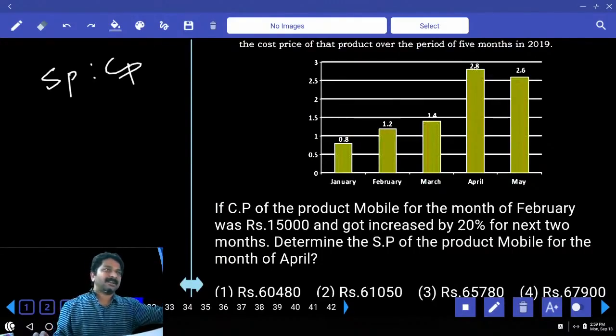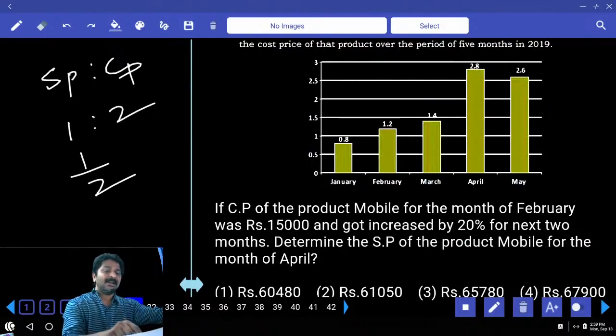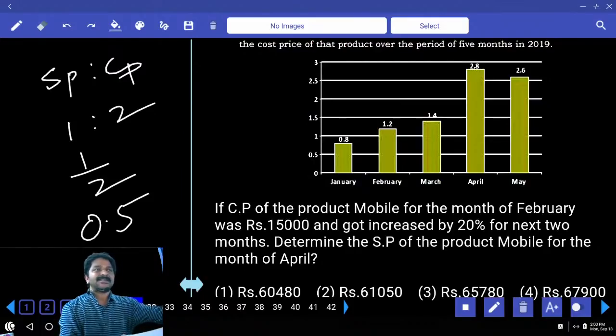So don't expect the ratio always in the form of A is to B. It can be in the form of a fraction. It can be in the form of a decimal also. 4:5 we can write as 4/5, and at the same time we can write it as 0.8 also. So understand the data here. 0.8 is given. That can be written as 8/10, and in simplified form, 4/5.